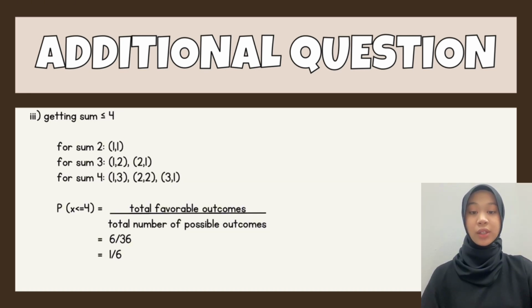The third question, what is the probability of getting a sum less than or equal to 4? I list the favorable outcomes for sum 2, which is 1,1. For sum 3, 1,2 and 2,1. Lastly, for sum 4, 1,3, 2,2, 3,1. I also use the same formula, which is total favorable outcomes over total number of possible outcomes. The probability that I got for a sum less than or equal to 4 is 1/6.